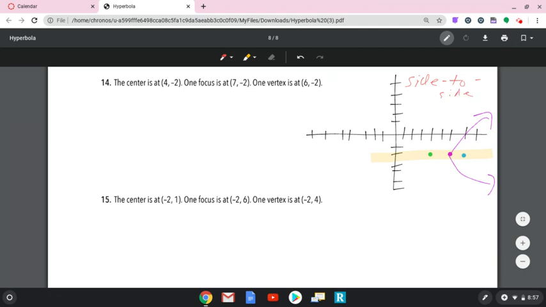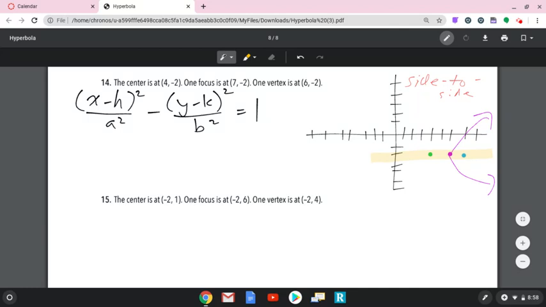So what's the equation of that? If we have a side-to-side hyperbola, we have (x minus h) squared over a squared minus (y minus k) squared over b squared is equivalent to 1. Well, we know h and k are 4 and -2. So that's easy, I know my h and k. Now I have to find my values.